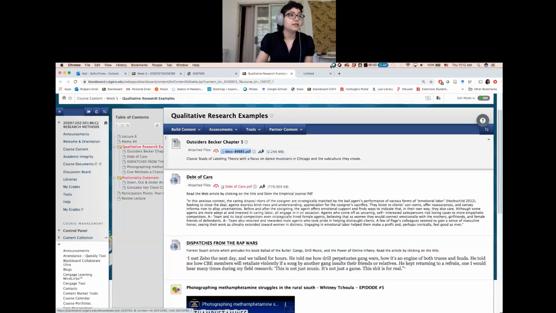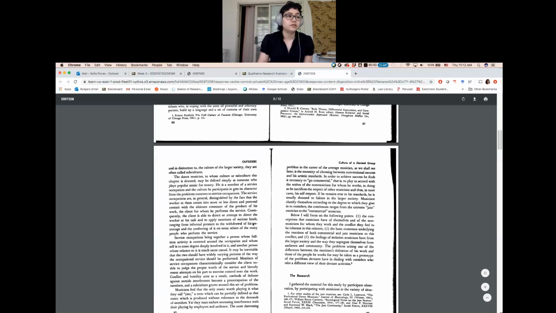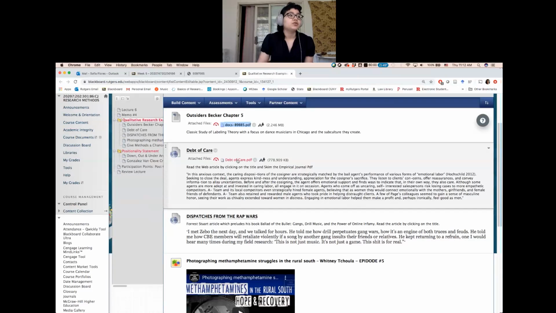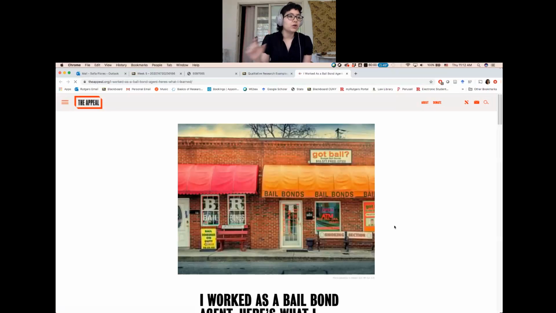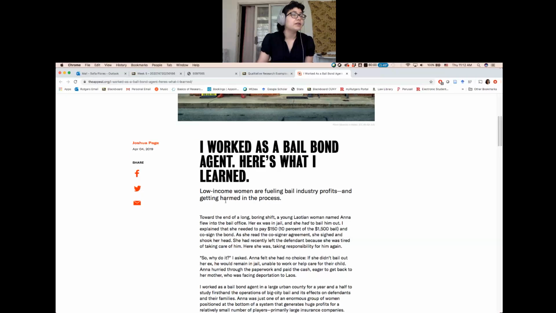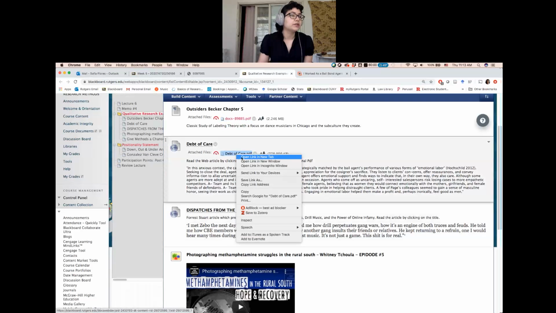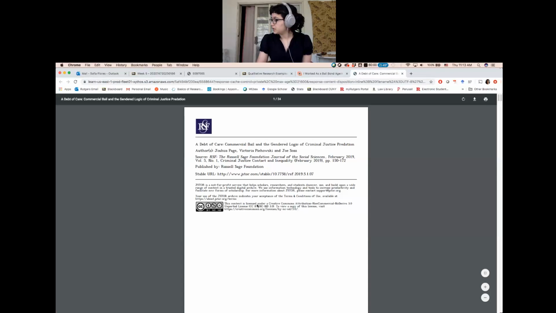It's a PDF document from the book Outsiders, and you would read that. It's about 12 pages. Or you can choose Debt of Care, which if you click on the title also has a smaller article. I ask that you also skim the empirical paper, which, like we talked about, are usually more intensive than news articles. They're pretty descriptive.